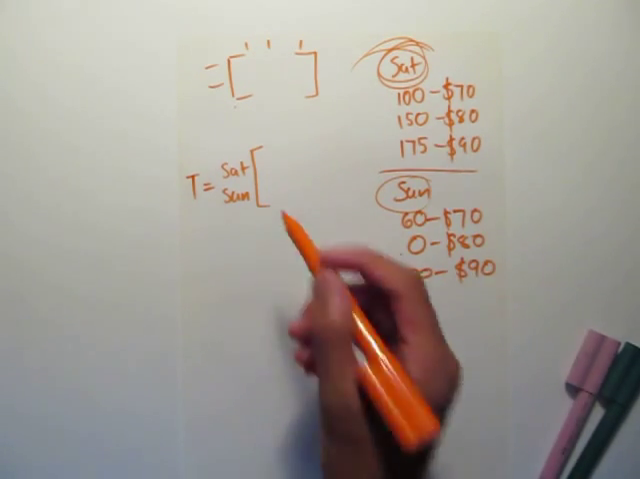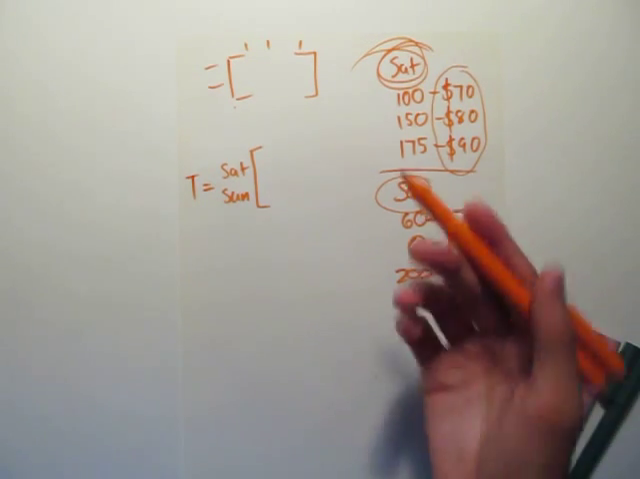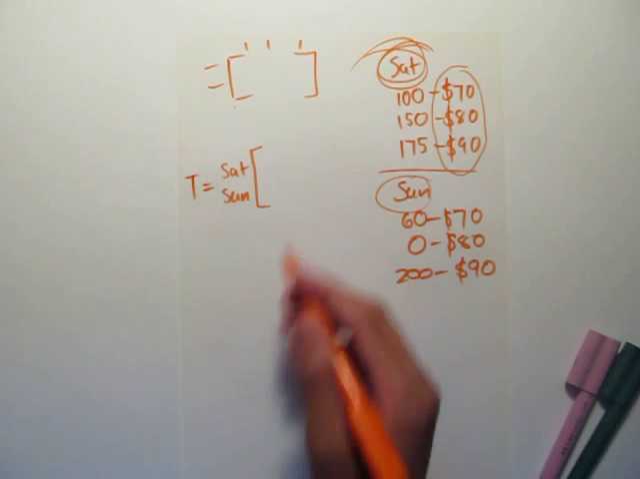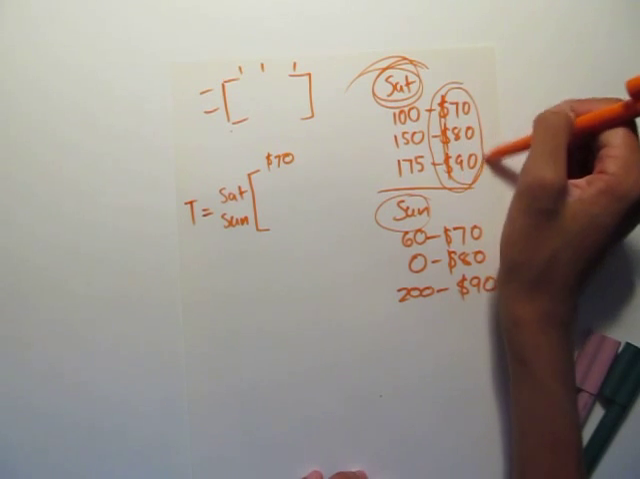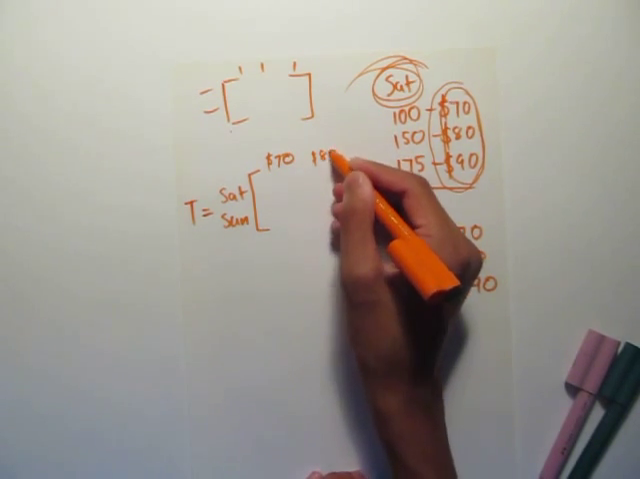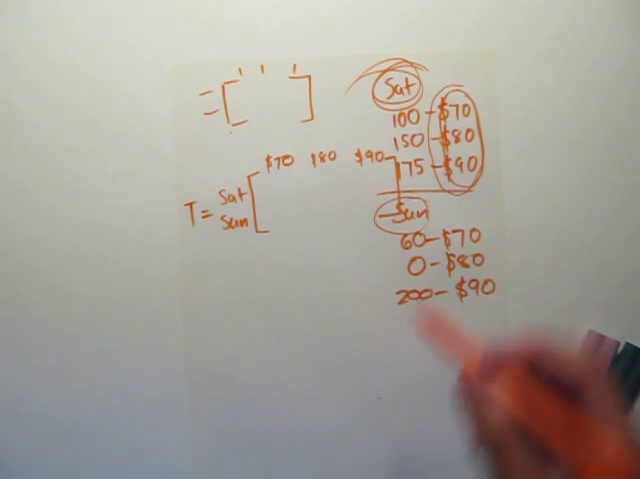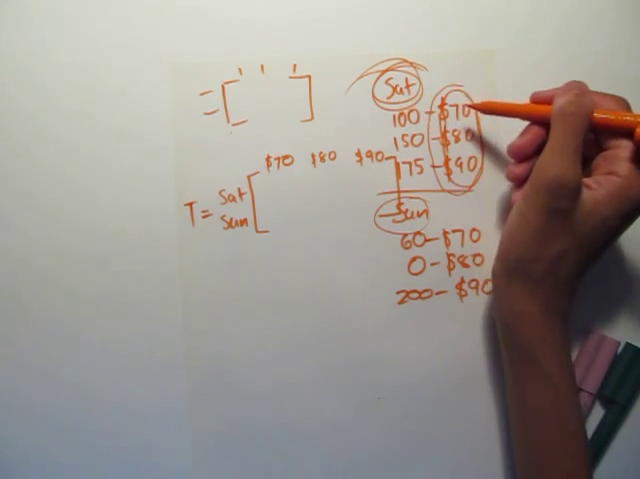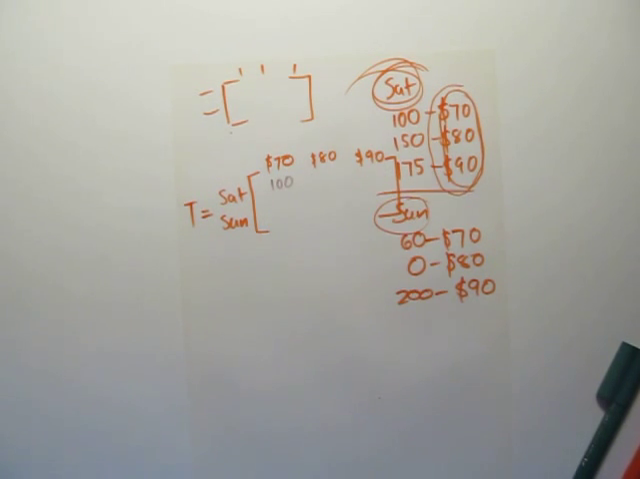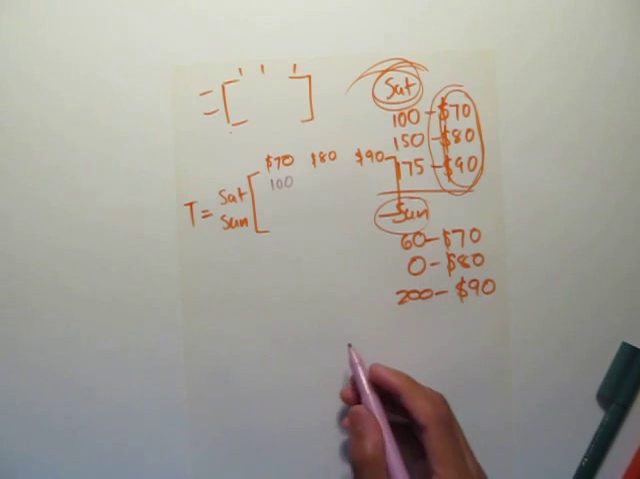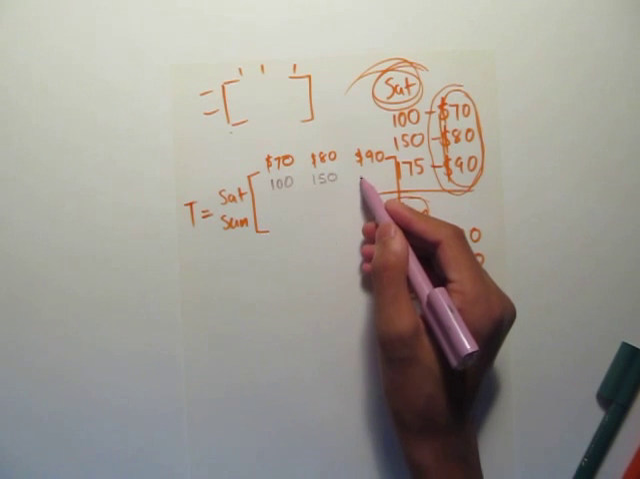And open the matrix. So for the columns, let's have the prices. It doesn't really matter which way you do this, but let's just do it this way. Okay, so these are going to be the columns: $70, $80, and $90. Now, how many tickets were sold on a Saturday for $70? I'll do this in a different color. 100. How many Saturday $80 tickets were sold? 150. And $90 tickets? That's 175.